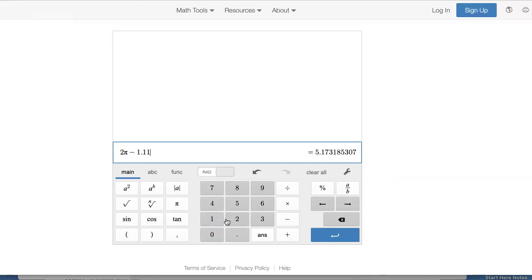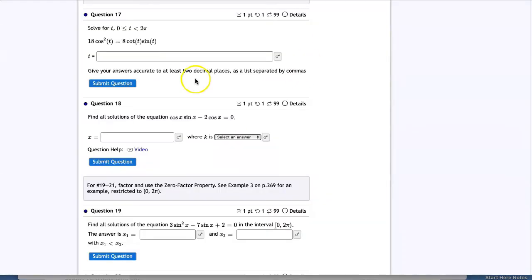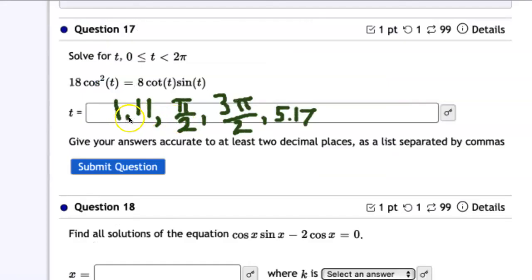So now when I go to list my final answer, you can list a combination of exact and approximate values. So your first answer is 1.11. But for your second answer, you can list your second answer as pi over 2. Okay, and then you can continue with, so I've listed 2 exact values and 2 approximate values, and that's okay.